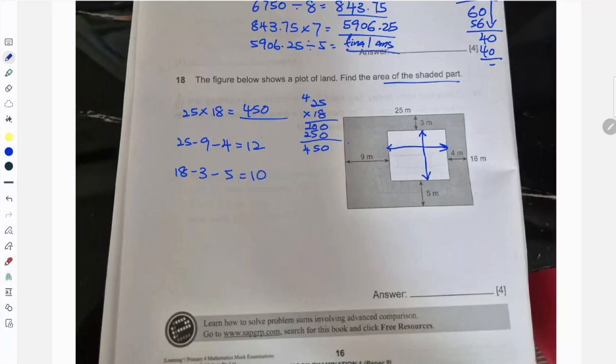Okay, so what do I need to do? I just need to multiply these two together, right? Okay, so same thing, calculate yourself, pause the video, okay? Resume when you're done. And after that, I just take the big area minus the small area. Okay? And then you get a final answer. 450 minus 120 equals the final answer.